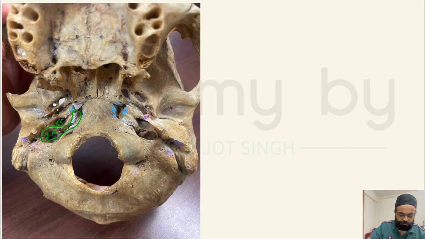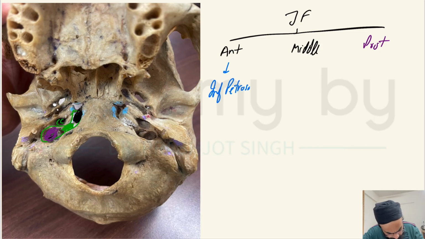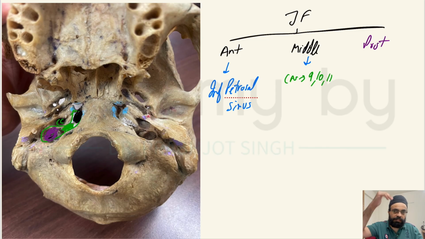The jugular foramen has three parts: anterior, middle, and posterior. From the anterior part you have the inferior petrosal sinus. Through the middle part three cranial nerves pass: cranial nerves 9th, 10th, 11th. The 11th has two components, a cranial component and a spinal component. The spinal component goes into the cranial cavity through the foramen magnum, then both components meet, and eventually the nerve comes out through the jugular foramen.